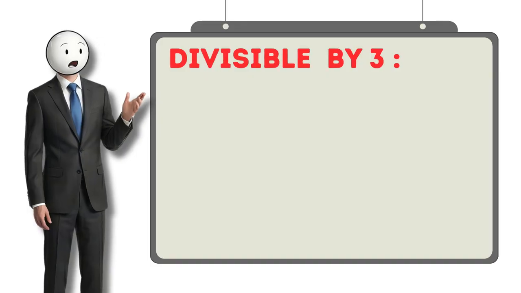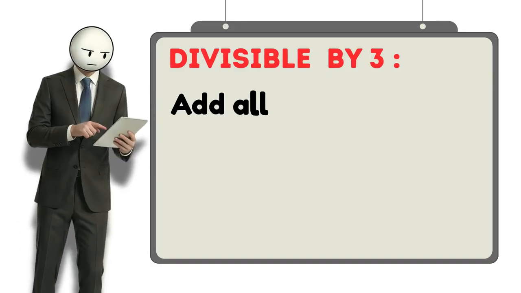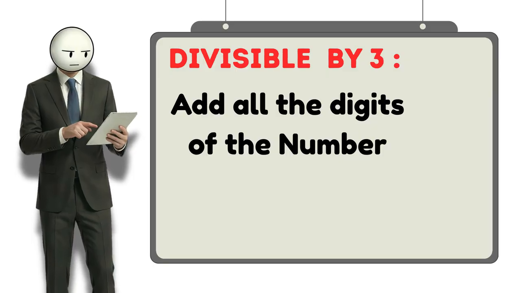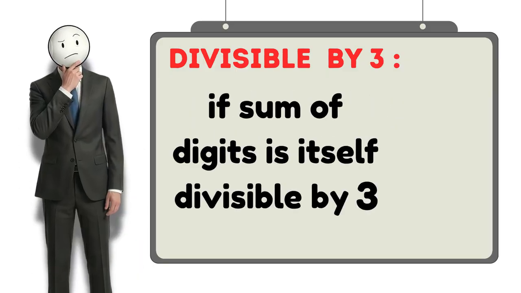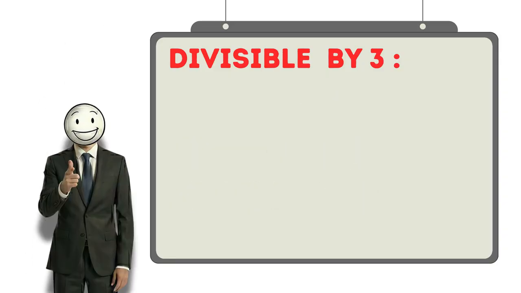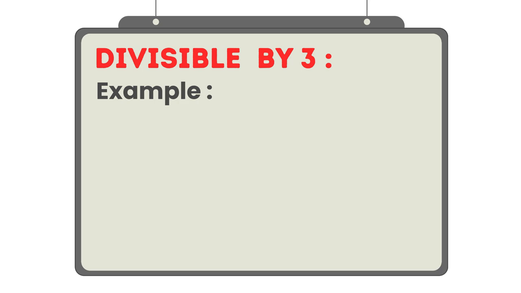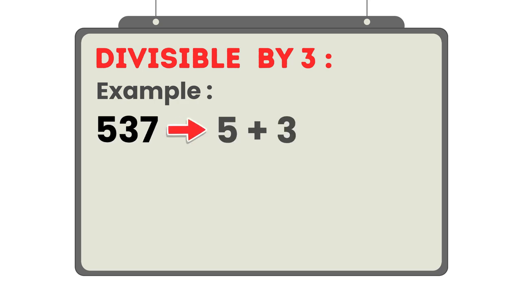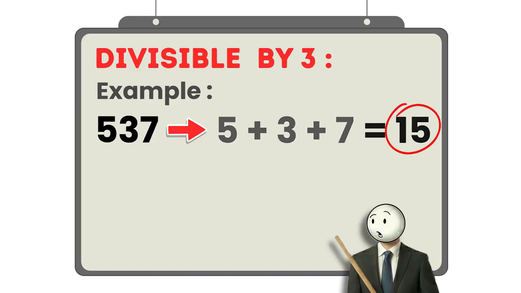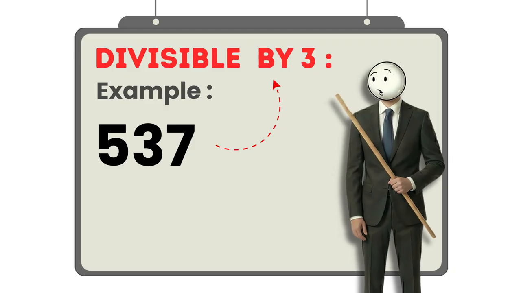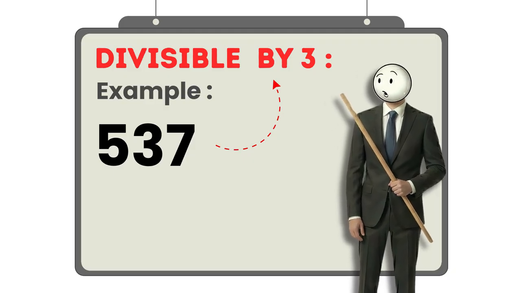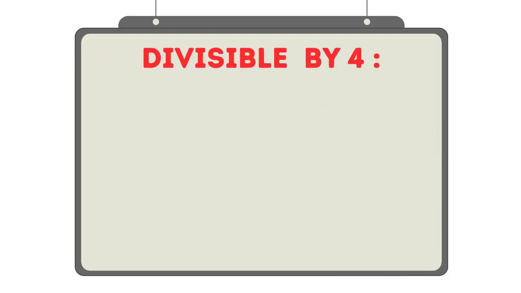Next, divisibility by 3. For this, you just add up all the digits of the number and see what you get. If the sum of those digits is itself divisible by 3, then the original number is also divisible by 3. For example, take the number 537. Add its digits, we get 5 plus 3 plus 7, which gives you 15. Since 15 is divisible by 3, that means 537 is also divisible by 3. See? So simple.